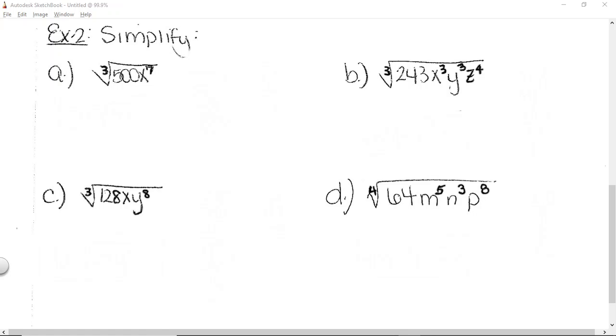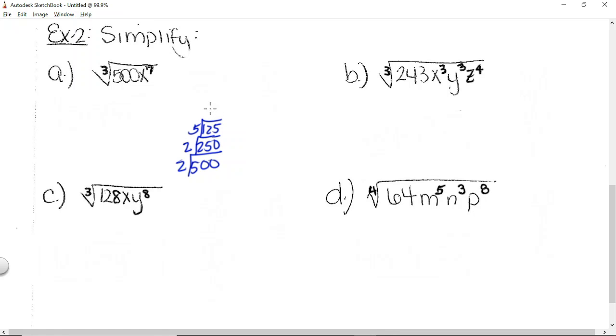Look at the first one. We have the cube root of 500x to the 7th. So we will factor that 500, make a cake, use 2, and that gives us 250. We can divide that by 2. That gives us 125. Now we can't divide that by 2. It's not an even number, but of course we can use 5.